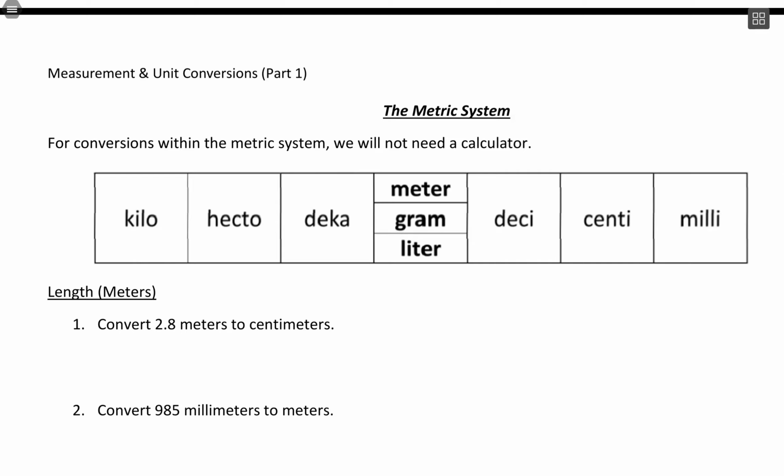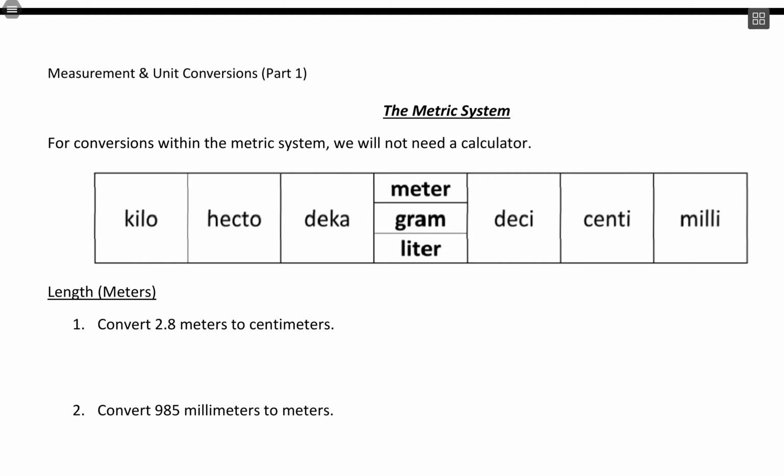So, the metric system is used by a lot of the world, and what's going to be nice about this section is that we don't need to worry about unit fractions, and really we don't even need a calculator for these. There are ways of making those conversions like we did with the US measurement system, but I'm going to show you a much simpler way to go about it.